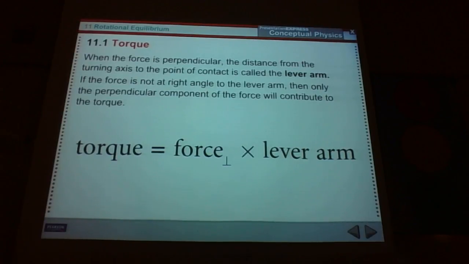Mathematically speaking, torque equals the force times the lever arm, where the lever arm is going to be a distance, and force is going to be in newtons.